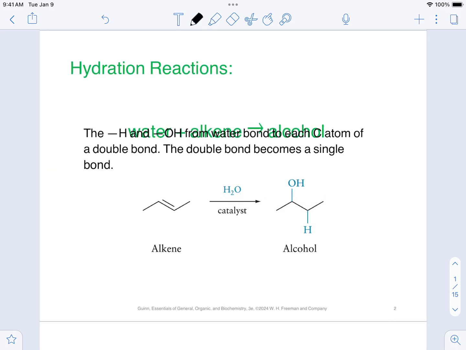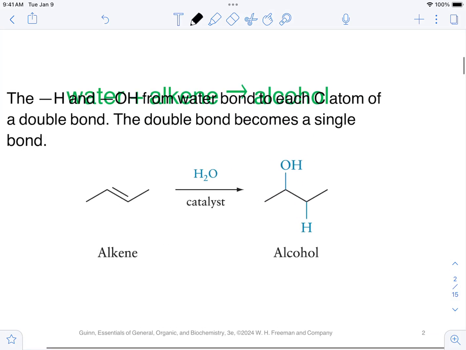So starting with hydration reactions, the H and OH from the water bond to each carbon atom of the double bond. And then that double bond becomes a single bond. So you can see here, this is the point of interest, these two carbons, a carbon being here and a carbon being here. And the H and OH will attach to one of those, and then the double bond will become a single bond.